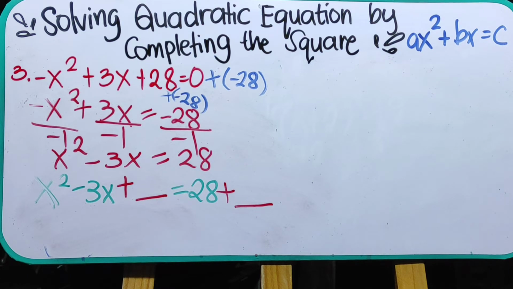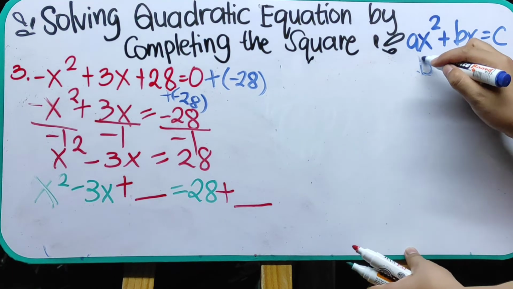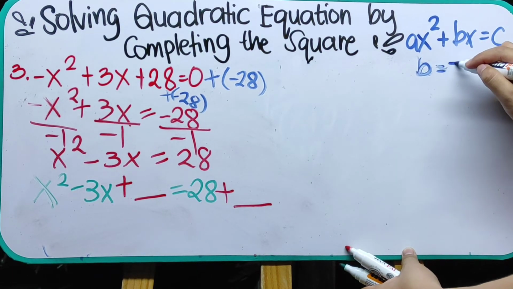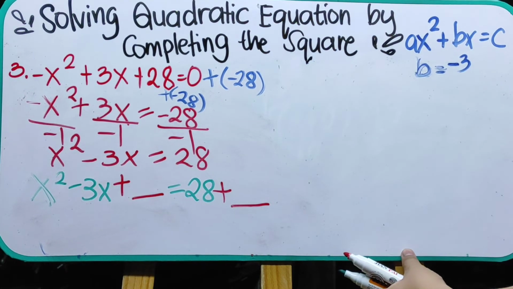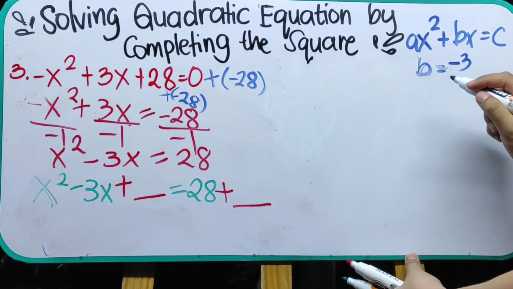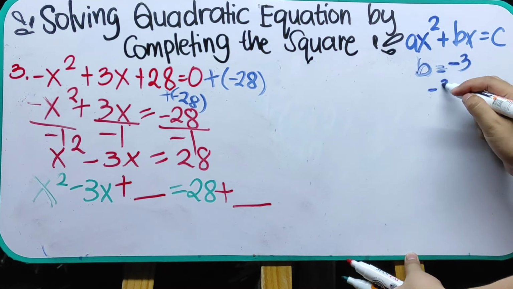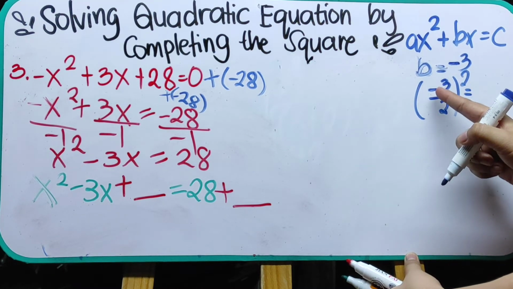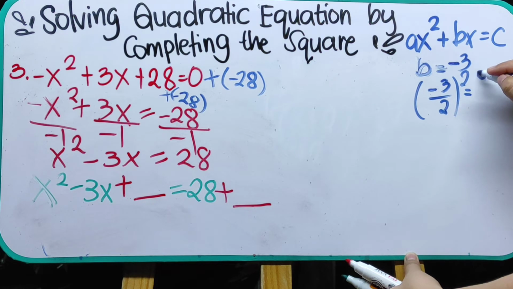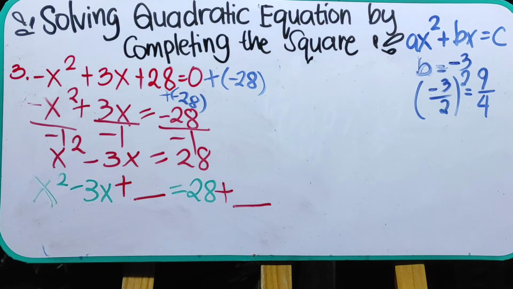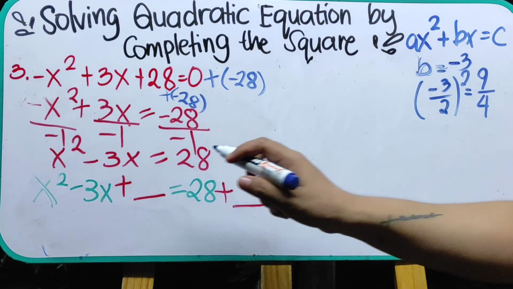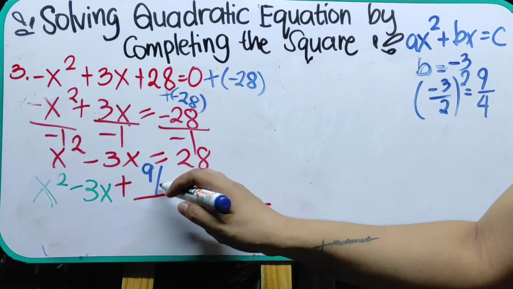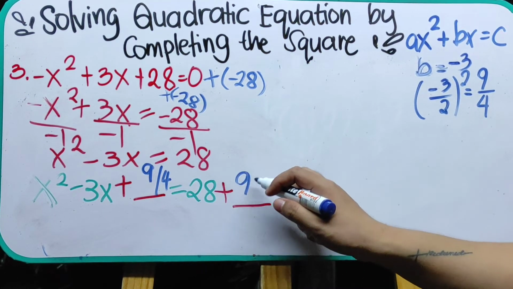Ngayon, paano natin malalaman kung ano ang i-add natin? So, identify the value of b. Negative 3. So, ang gagawin natin kay negative 3 over 2, and then, quantity squared. So, negative 3 squared, that is 9. 2 squared is equal to 4. So, meron tayong 9 over 4. Yan po ang i-add natin dito. So, 9 over 4. Ayan din po ang i-add din natin dito.